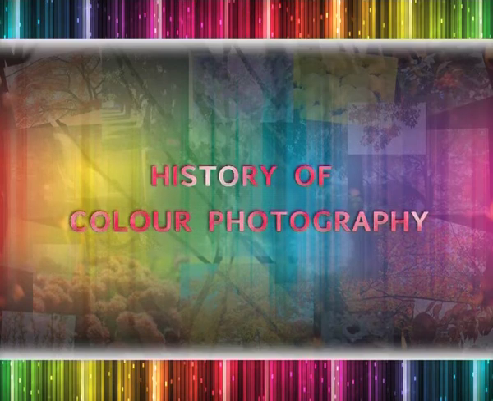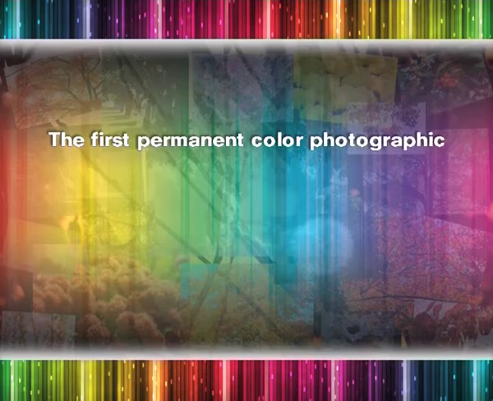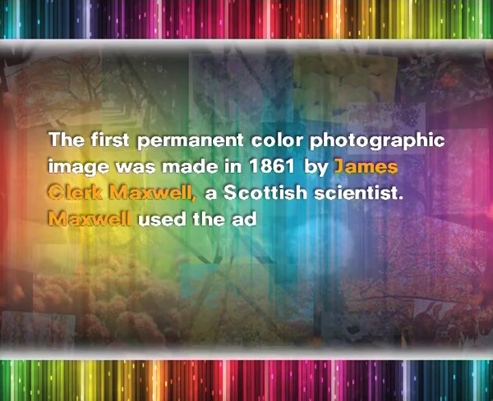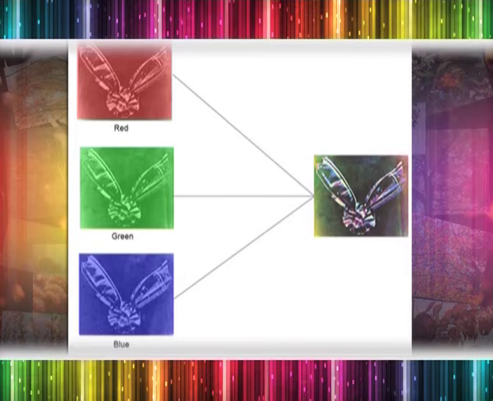History of colour photography. Early experiments in colour photography could not fix the photographs and prevent the colour from fading. The first permanent colour photographic image was made in 1861 by James Clerk Maxwell, a Scottish scientist. Maxwell used the additive theory developed by Thomas Young and refined by the German scientist Hermann von Helmholtz. The additive theory was based on the principle that all colours of light can be mixed optically by combining in different proportions the three primary colours of the spectrum, red, green, and blue, RGB.